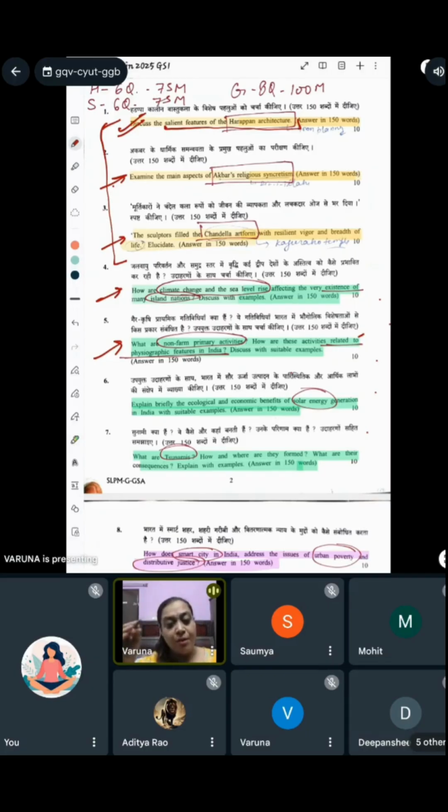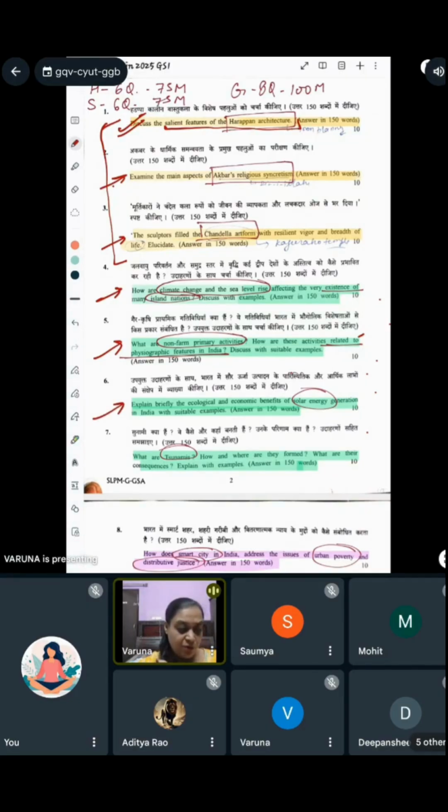We can simply draw a map, locate different physiographic features, and relate them with the non-farm primary activities. We can just showcase what the major concentration of which non-farm activity is there and how it is related. Okay. Then we have the next question.